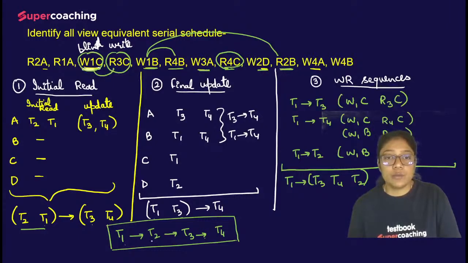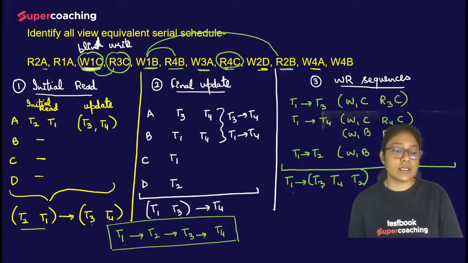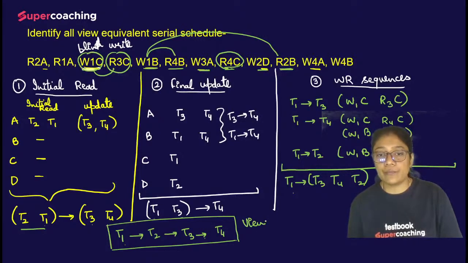T1, T3 both are coming before T4. T1 should come before all the three transactions. So by merging all these three conditions, we are getting the schedule. So this is the view equivalent serial schedule.